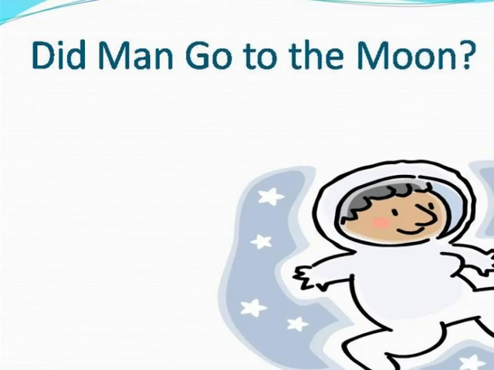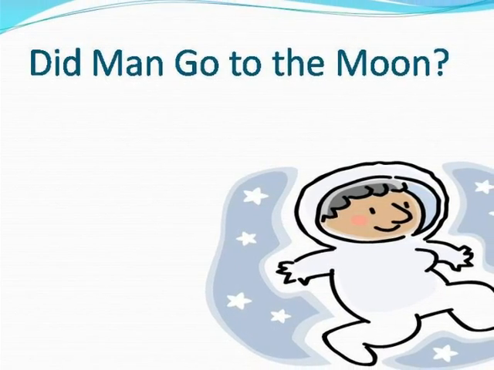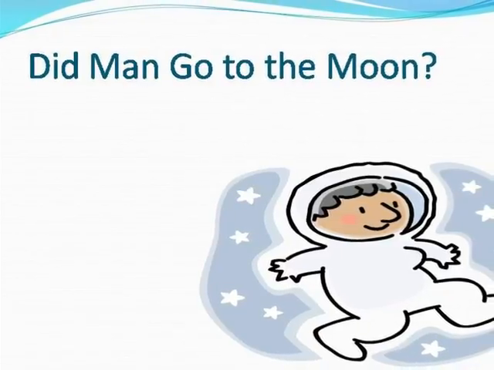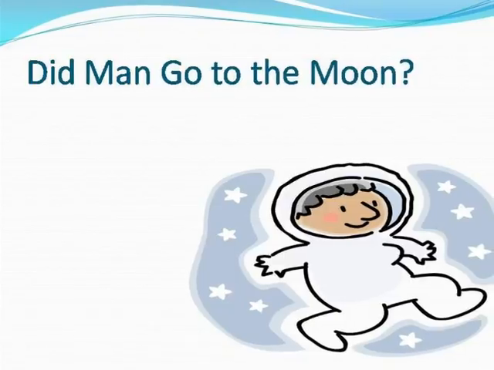Did man go to the moon? On July 20th, 1969, Neil Armstrong and Edwin Buzz Aldrin of the Apollo 11 mission became the first men to walk on the moon.